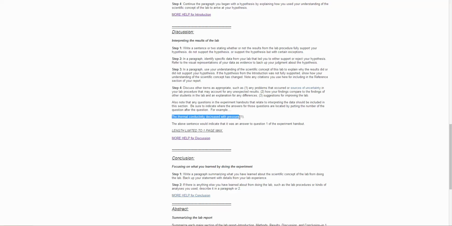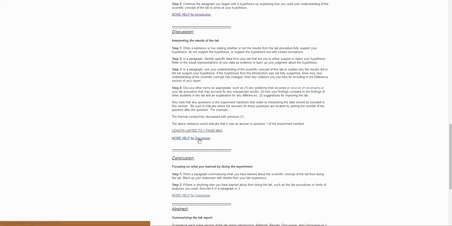For example, I have a sentence here that says the thermal conductivity decreased with pressure. And let's say that was a statement to respond to a question in the experiment handout. If that was associated with question 1, you would put open and closed parentheses with a 1 in there. That basically says the above sentence was an answer to question 1 in the experiment handout. And also make sure that your discussion section is no longer than 1 page. Okay, so there's the basic setup.